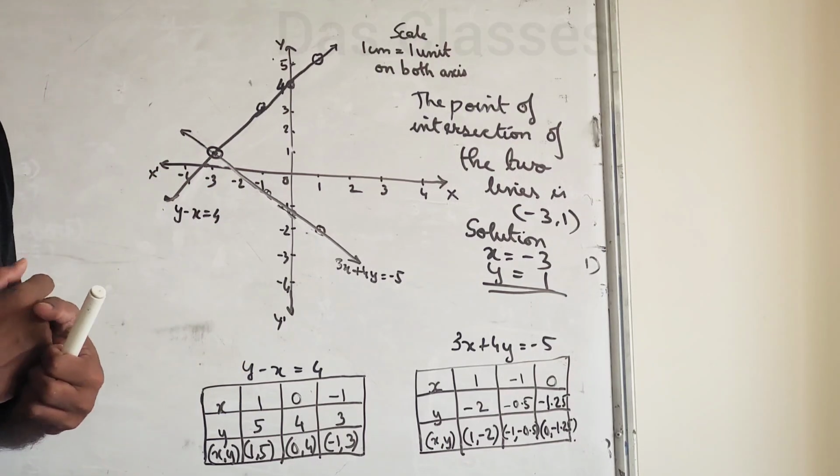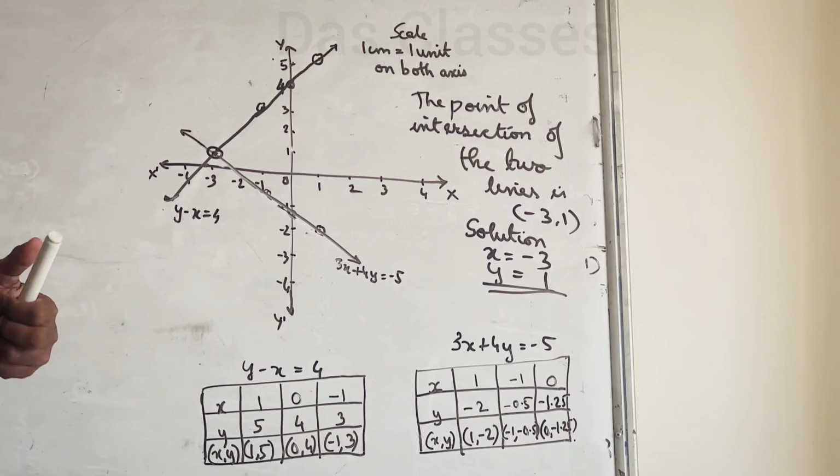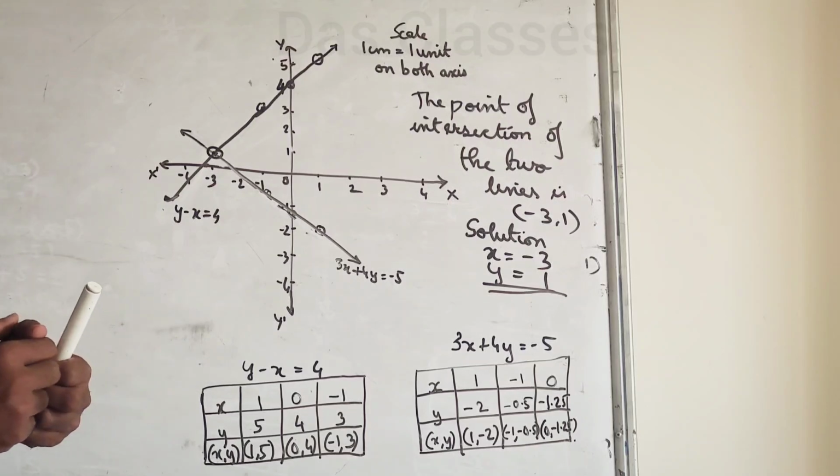So what we see is the answer we got in the graphical method is the same as we got in the Cramer's rule, and so this is how you can solve the simultaneous equations by these methods. Hope you have understood the concept.